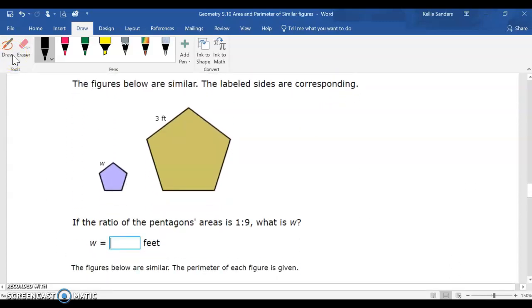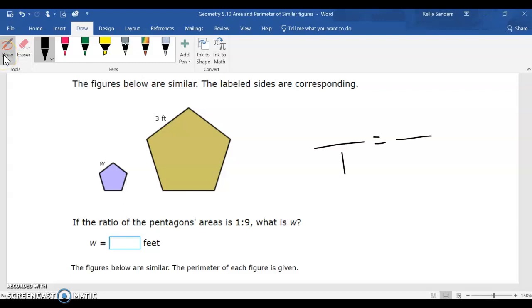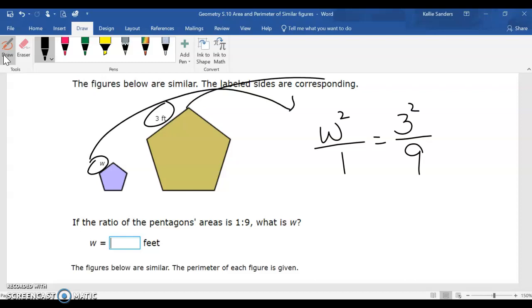The figures below are similar. The labeled sides are corresponding. If the ratio of the pentagon's areas is 1 to 9, those are your areas. What would W be? Well, remember, because these are lengths, we would square them, so W squared equals 3 squared. I put that there and that there.